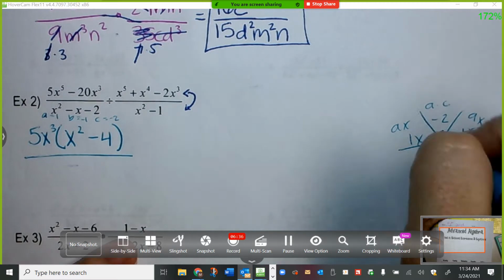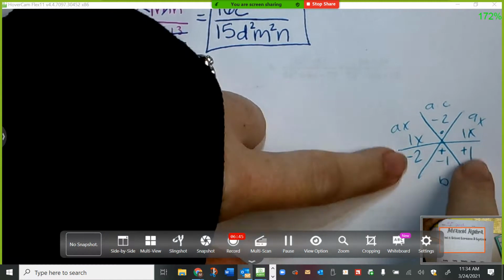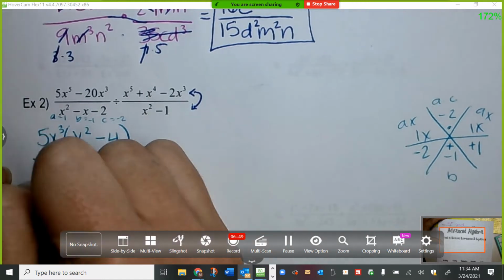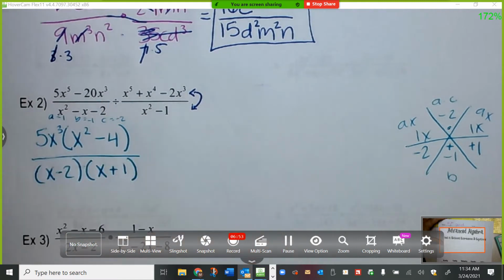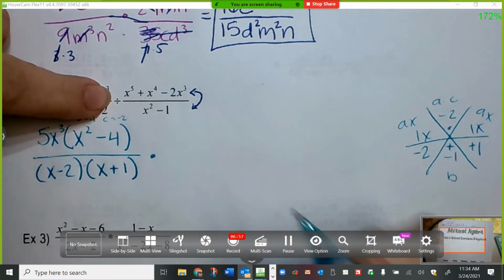Negative 2, positive 1. Now, the nice thing is when A is 1, do you ever have to simplify your sides? No, you'll never have to simplify when A is 1, so we like that. So we get x minus 2, x plus 1. Now it was division, but I'm going to change it to multiplication.